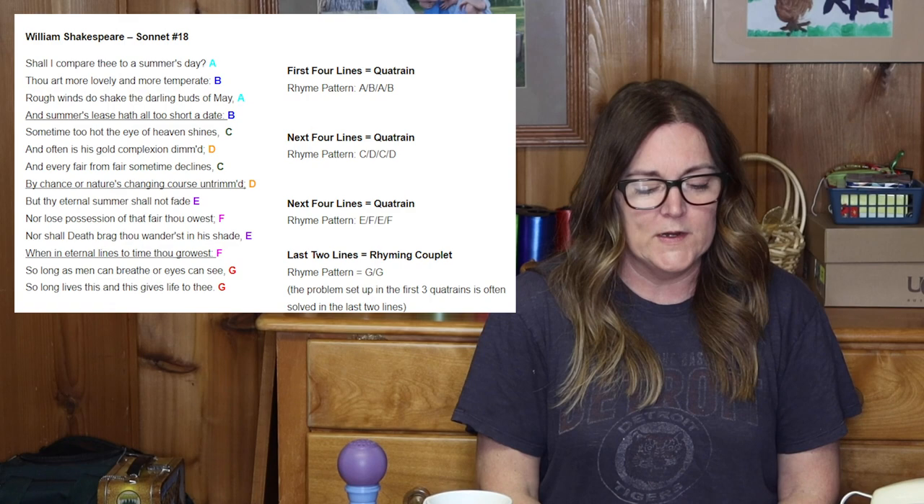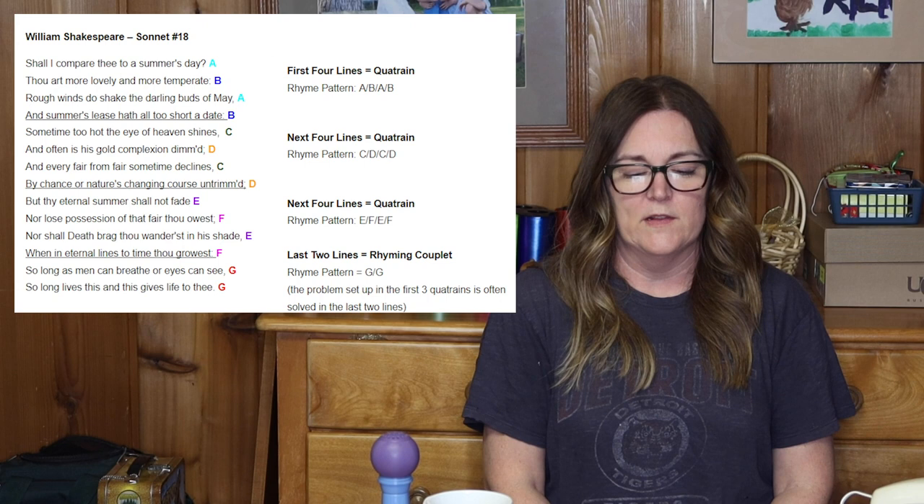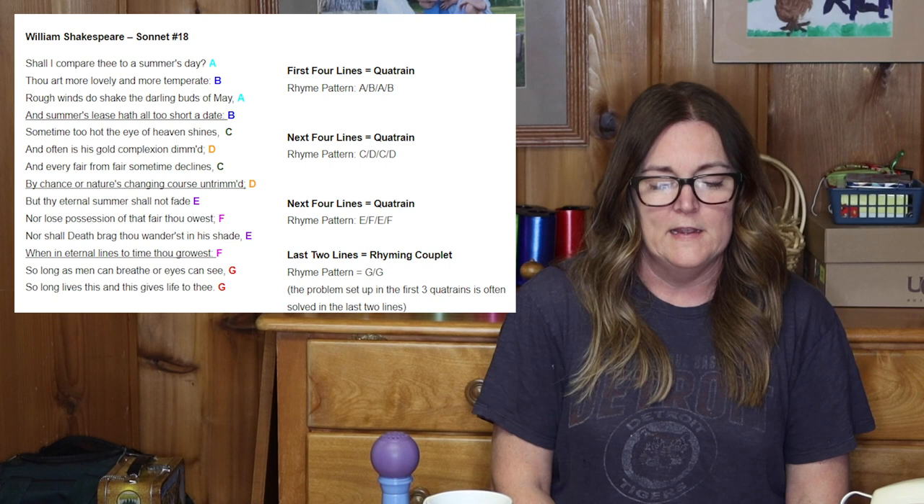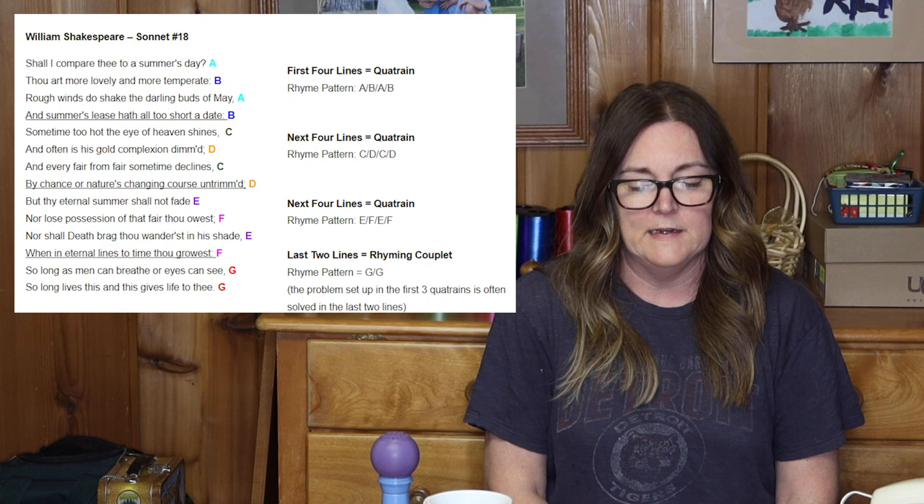Continuing with the rhyme scheme labeling, shines and declines will receive the letter C because they rhyme. Dimmed and untrimmed would receive the letter D. Fade and shade, E. Owest and growest, F. And finally, see and thee would be labeled G and G. So then, the overall rhyme scheme of a Shakespearean sonnet is ABAB, CDCD, EFEF, GG.